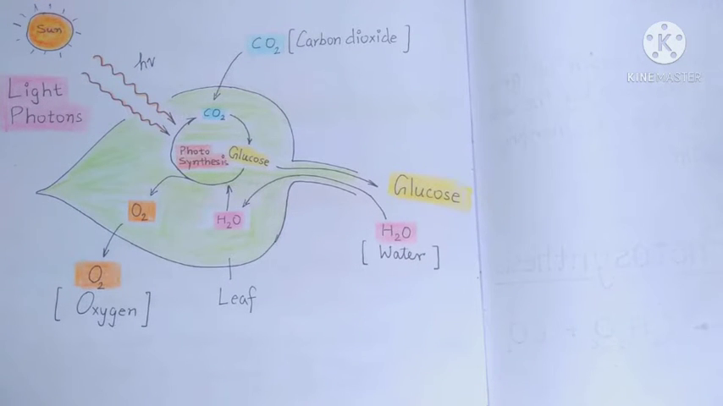Here you are seeing another simplified diagram of photosynthesis in which a green leaf is being exposed to the light photons coming from the sun. Input of CO2 and water into the reaction of photosynthesis and the output or products that are glucose and oxygen.